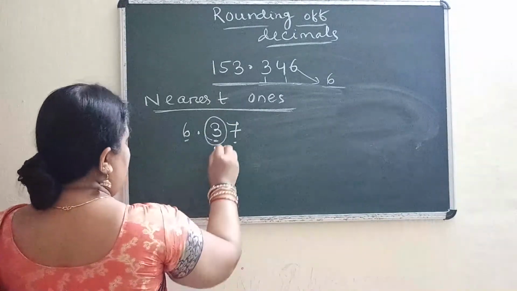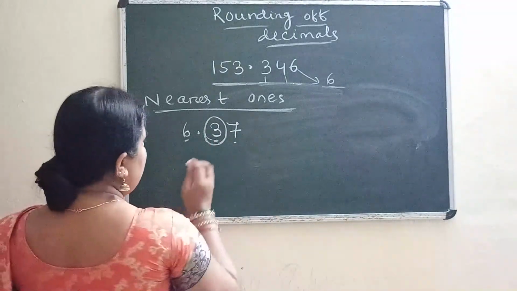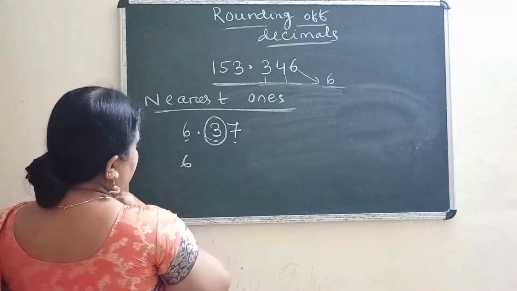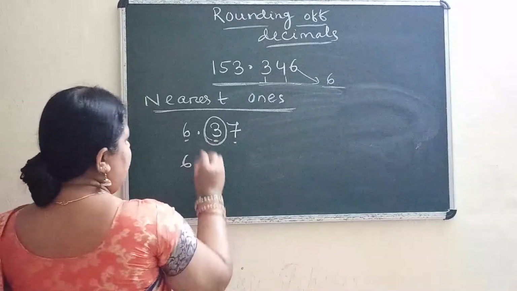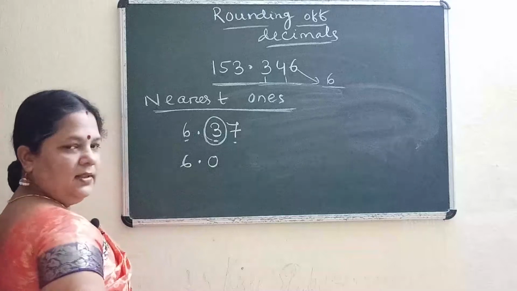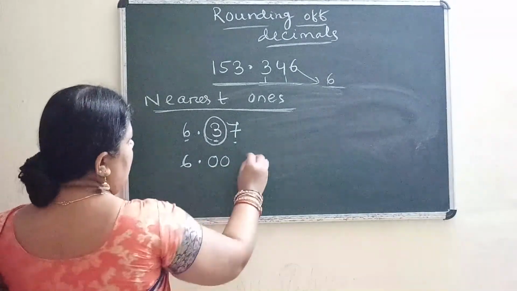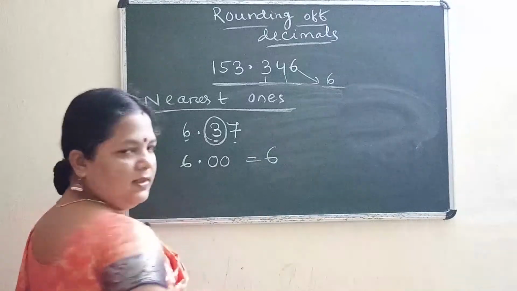So the same rule, if this place is less than 5, then what will you do? This place will be the same as it is and this place will be replaced with 0. Clear? Here will also be 0. 6.00, that is equal to 6.